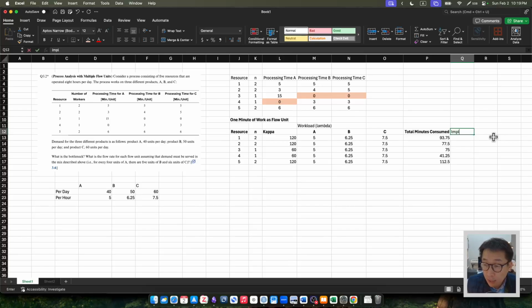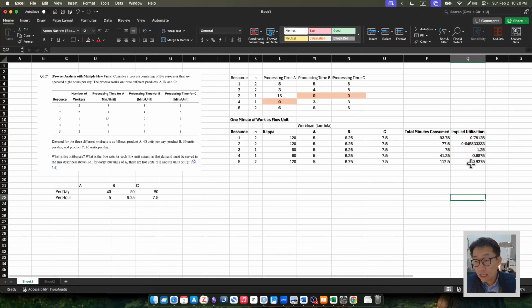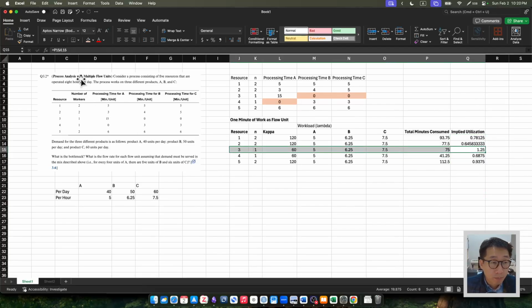So I guess the implied utilization is basically the workload, which is expressed in the form of total minutes consumed for all those units versus total capacity that we have. As you can tell, resource 3 immediately stood out as the bottleneck, because its implied utilization rate is higher than 100%. It exceeded 100% by 25%.